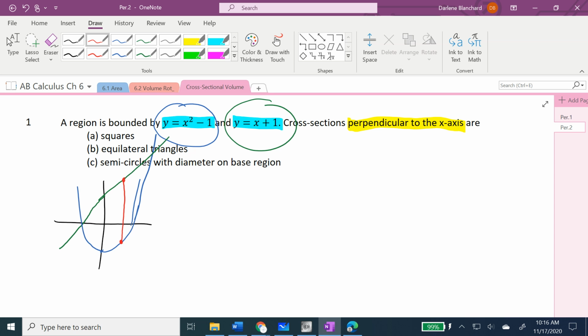And if you are perpendicular to the x-axis, what is your differential? You have a teensy tiny little horizontal cut to take it from being just a square to a rectangular prism.